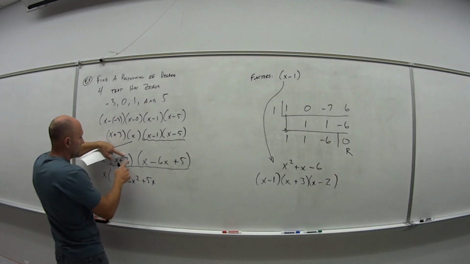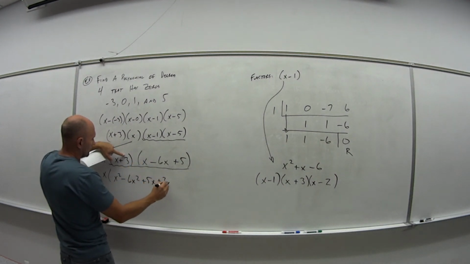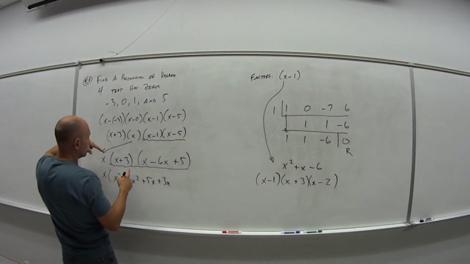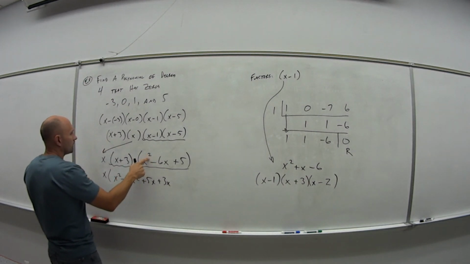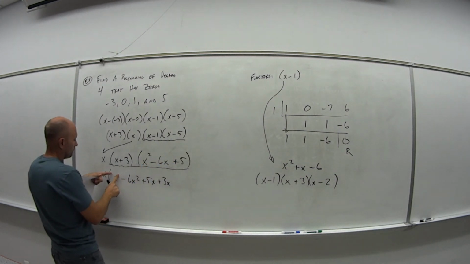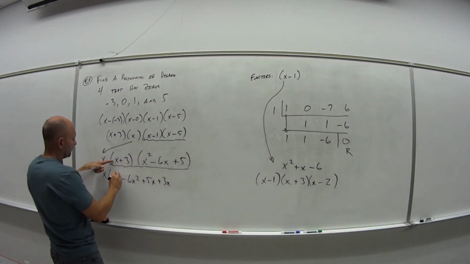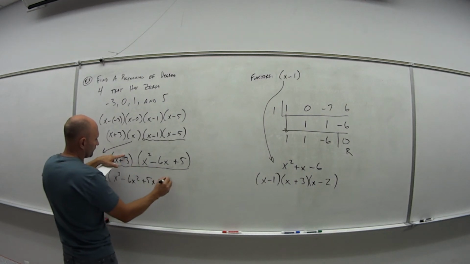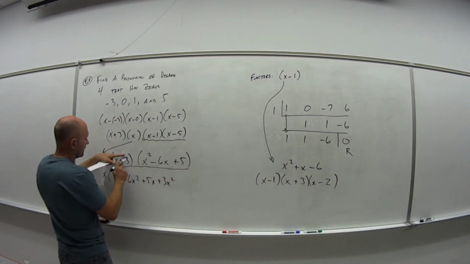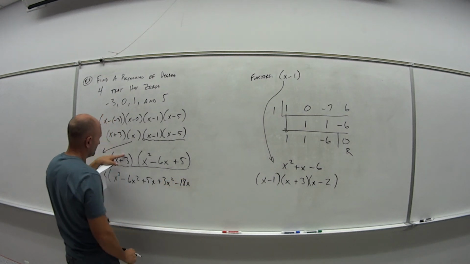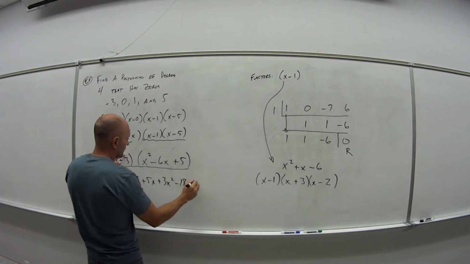Now move on to the 3 plus 3x. What did I do here? Oh, this should be x squared. Sorry, x squared minus 6x plus 5. So this, x times x, is x to the third. Then minus 6x squared plus 5x. This guy here is 3 times x squared, so 3x squared. 3 times negative 6x is minus 18x. And 3 times 5 is 15.